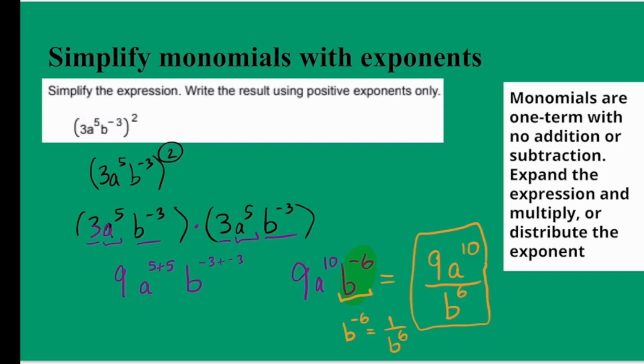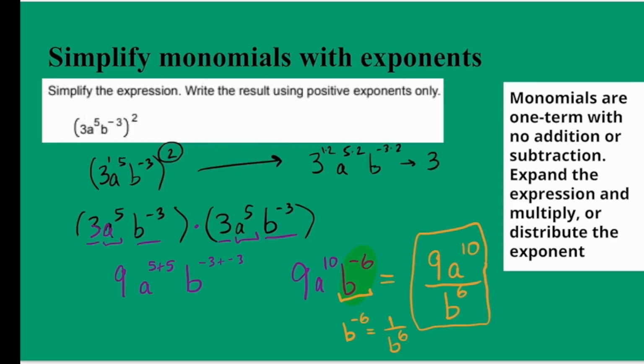Now there is a quicker way of getting from the problem to the answer, and that's by distributing the exponent. So another option, you could take that exponent and distribute it. The only issue is some people forget that when you distribute, it has to multiply everything. So that 3 has an exponent of 1, so it would be 1 times 2. The exponent of the a, 5, would be multiplied by 2, and the b would also be multiplied by 2.